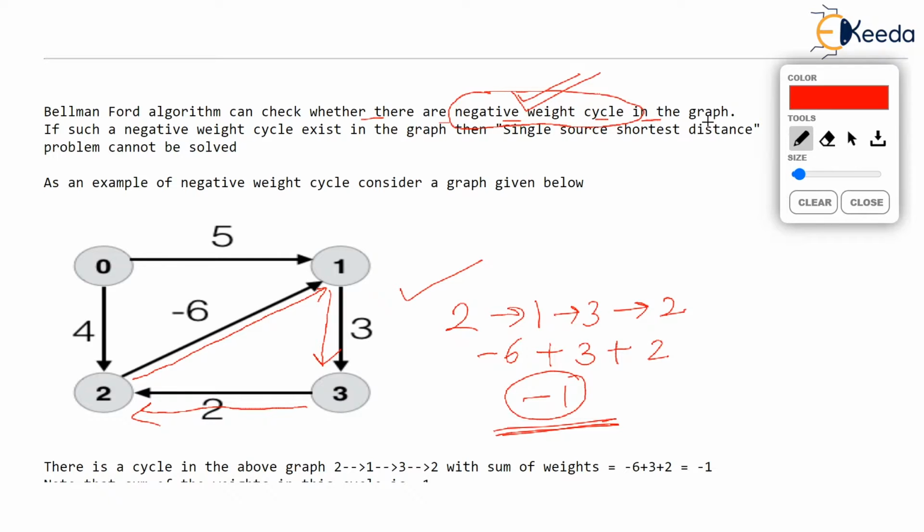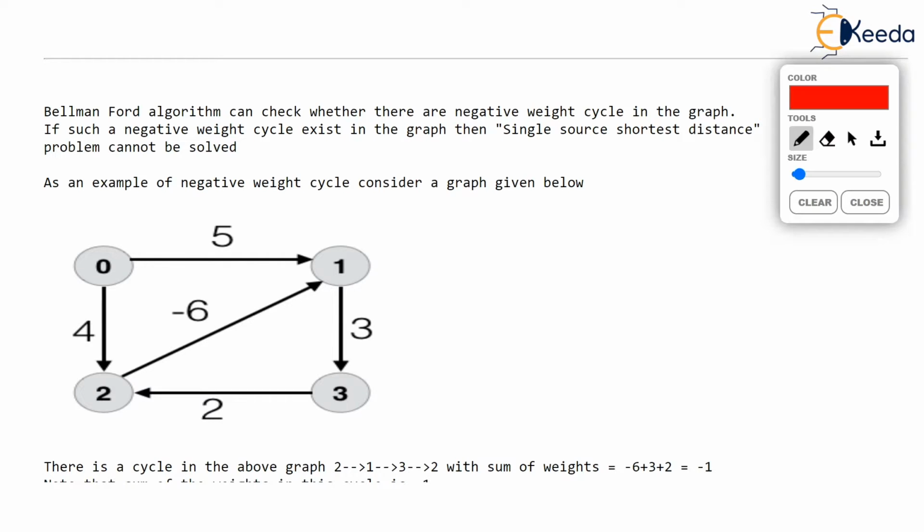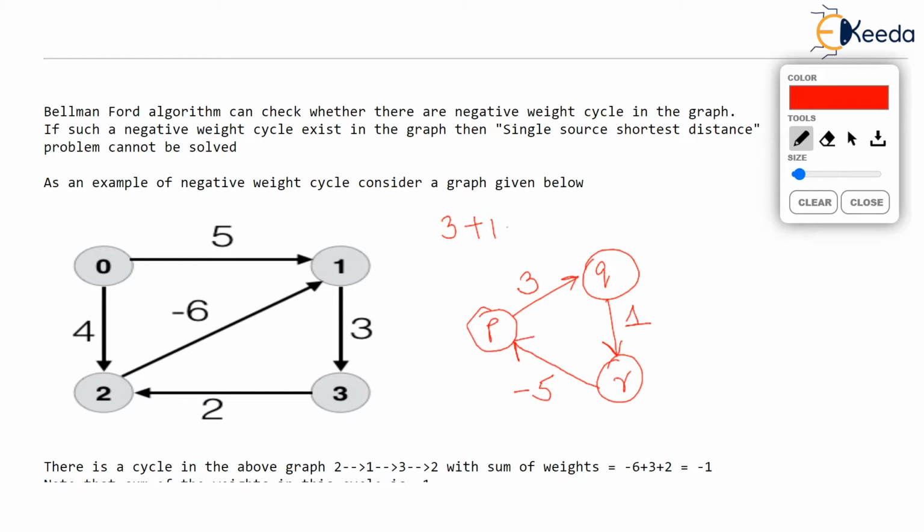As another example, just imagine that we have some vertices as follows: P, P to Q, Q to R, and R back to P. So clearly this is a cycle, and P to Q is 3, whereas Q to R is 1, and we have R to P as minus 5. Now in this cycle, if you add all these weights, 3 plus 1 plus minus 5, you will get the sum of minus 1.